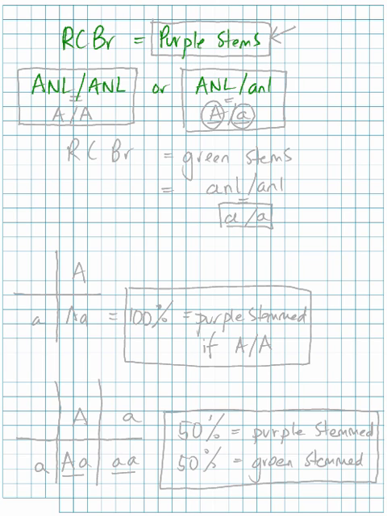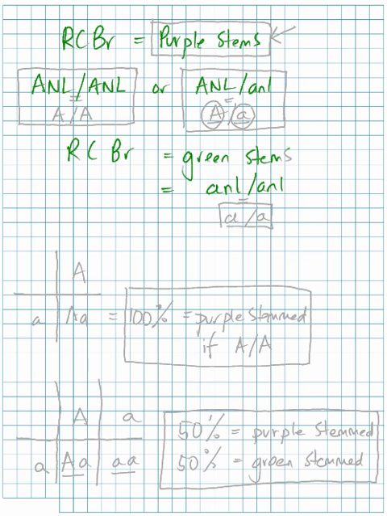So the way you tell is you do something called a test cross. And so to do the test cross, what we're going to do is cross our purple stemmed rapid cycling brassica wrapper to a green stemmed rapidly cycling brassica wrapper. So if we have a rapidly cycling brassica wrapper which has green stems, then that must be little a, little a.